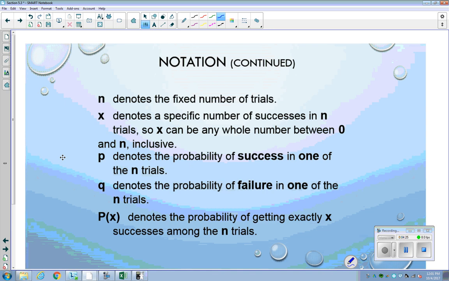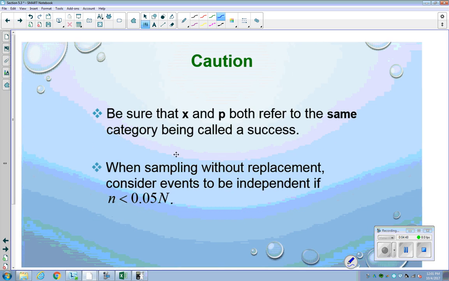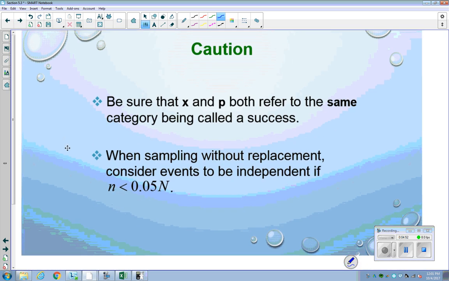P is the probability of success in 1 of the trials, and Q the probability of failure. Or if I said even numbers, but I got odd numbers. And of course, P of X is the probability of getting exactly X successes in those N trials, in that number of trials. Be sure that X and P refer to the same category called success. In other words, you don't want to mix the probability of getting an odd with the success being getting an even. You want to make sure that they're all the same.